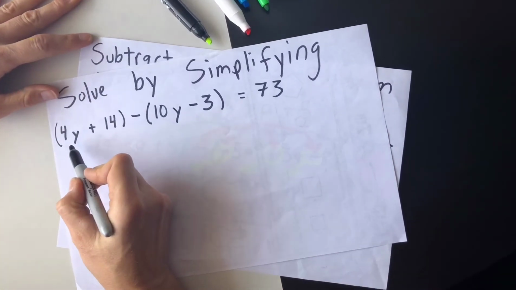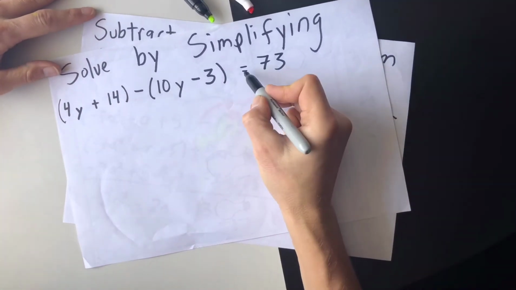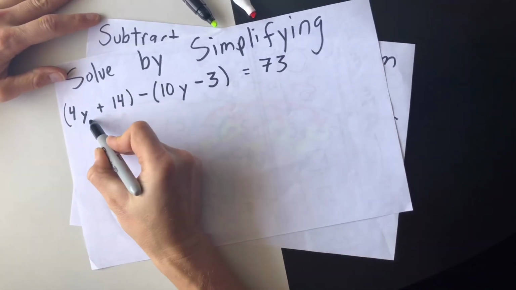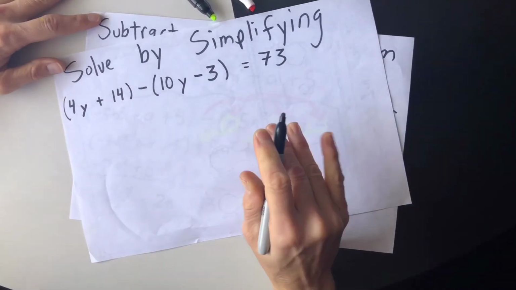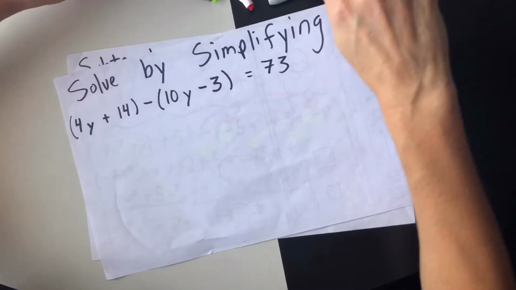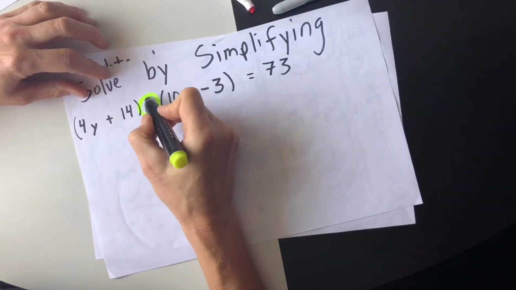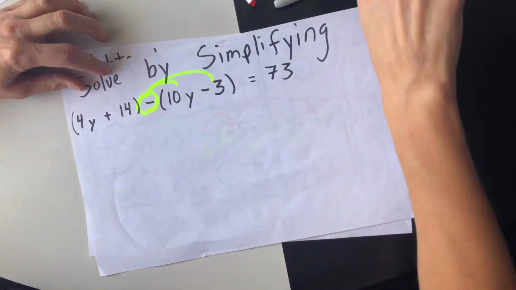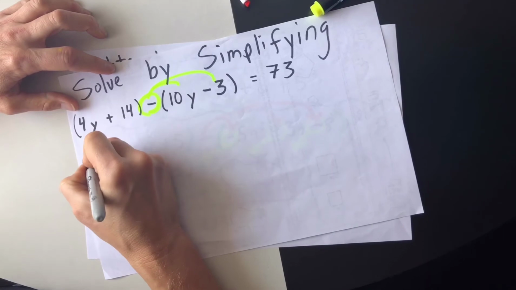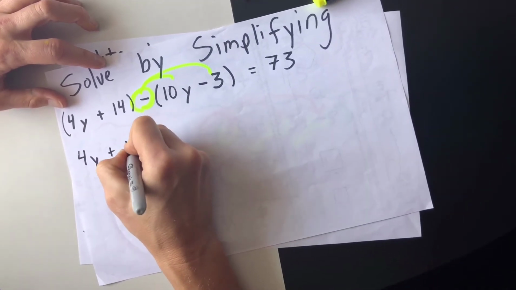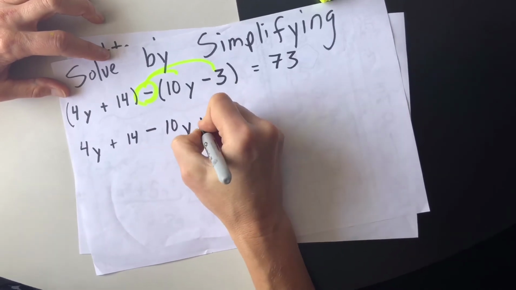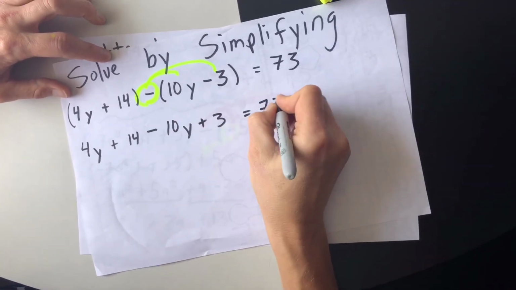Okay, so next type of problem is to solve by simplifying. Here you see that we have a phrase and an equal sign with something on the other side. So we can actually solve for what this variable is. First, we apply what we just learned. We're going to apply this negative sign to each term. So we would rewrite this again as 4y plus 14 minus 10y plus 3 equals 73.